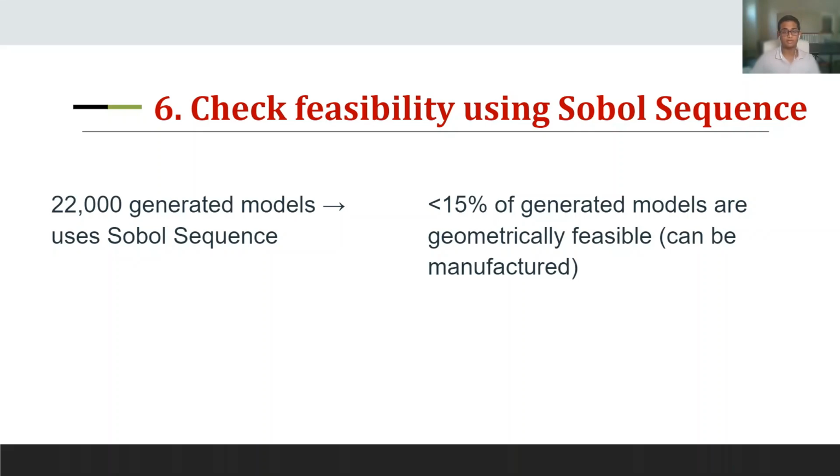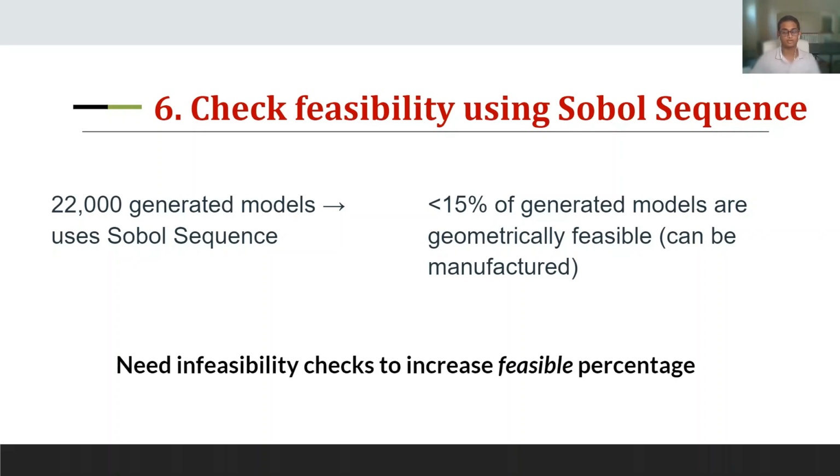Meaning, how many of them can be effectively manufactured? From the 22,000 generated models, less than 15% are geometrically feasible, meaning software cannot properly generate models and thus they cannot be manufactured. As a result, our framework must introduce infeasibility checks using geometric calculations in order to eliminate infeasible models, thus increasing the percentage of feasible models.